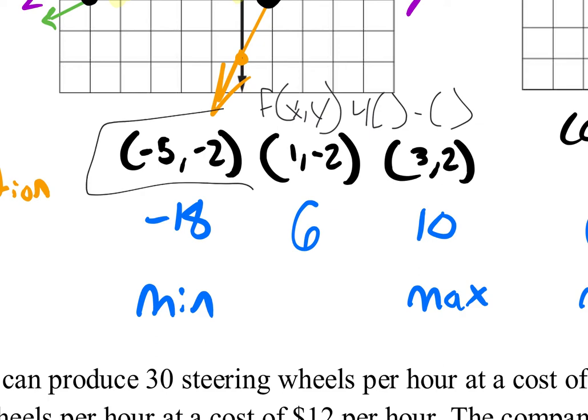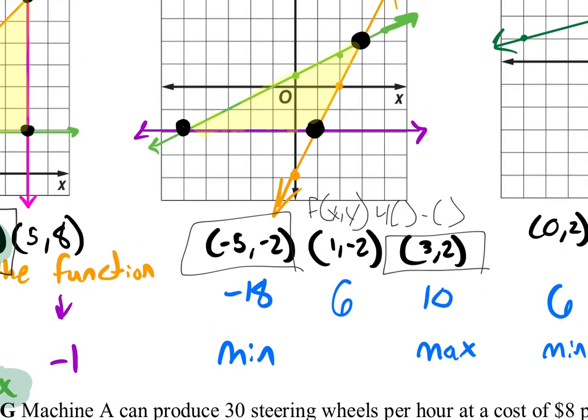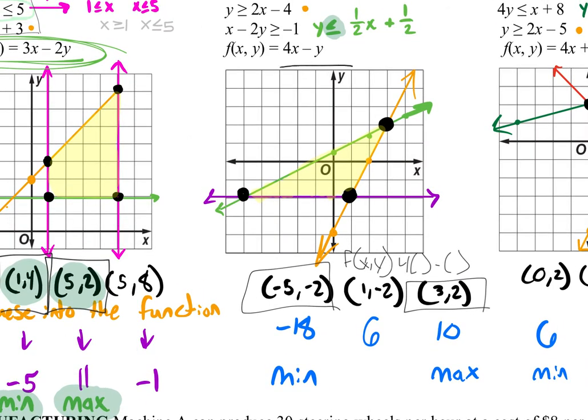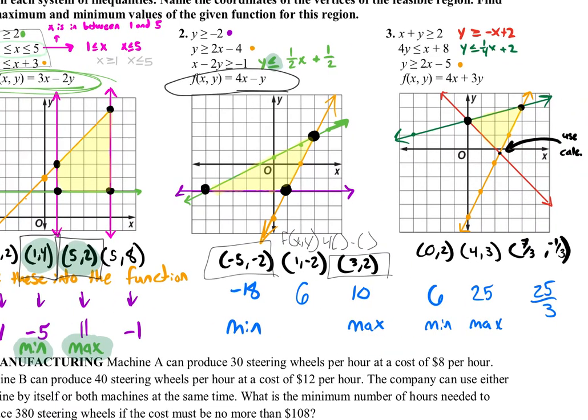This point ends up being my minimum. This point ends up being my maximum. Because remember, it's always the vertices that we plug into this optimization function. You never have to graph that. Don't graph that guy. He's just what we plug in our points.